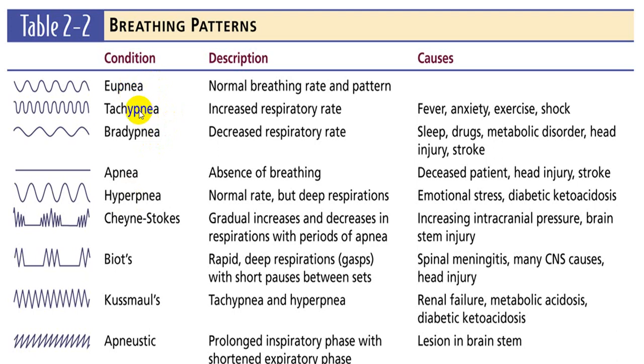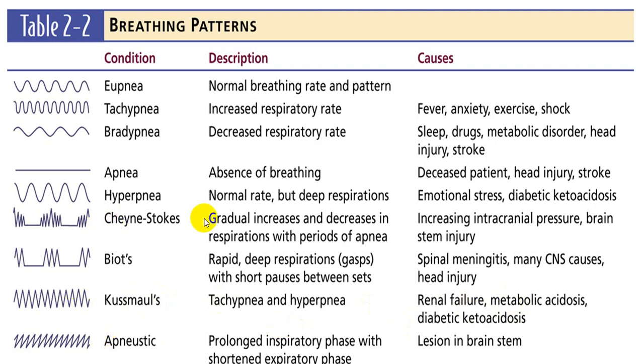Eupnea means normal breathing. Tachypnea means increased respiratory rate. Bradypnea means decrease in the respiratory rate, less than 8 per minute. Tachypnea means more than 24 per minute. Apnea means absence of respiratory effort. Hyperpnea means increase in depth of respiration, but the rate remains normal. But if you get tachypnea plus hyperpnea, then we call that Kussmaul's breathing. And a classical example of Kussmaul's breathing is diabetic ketoacidosis and other conditions which can produce metabolic acidosis.